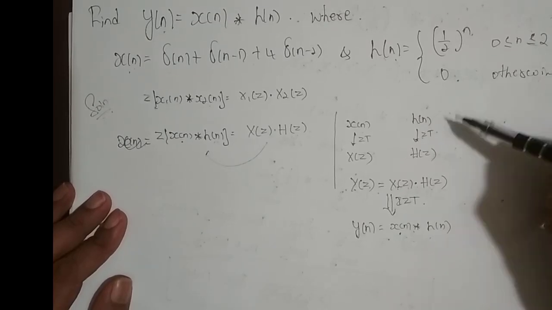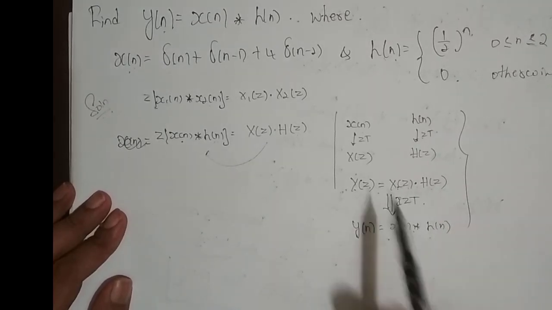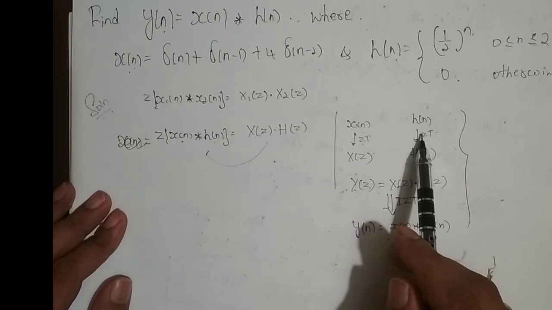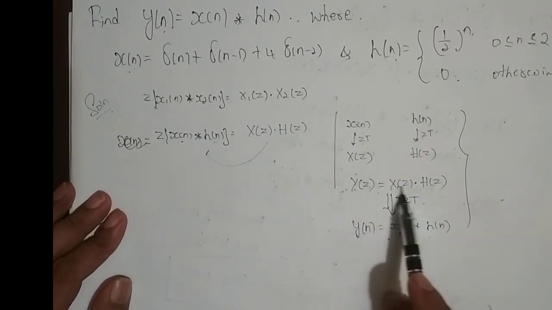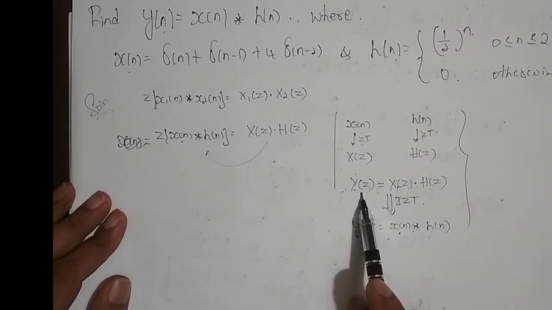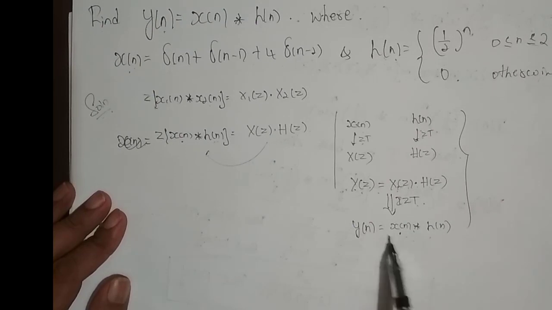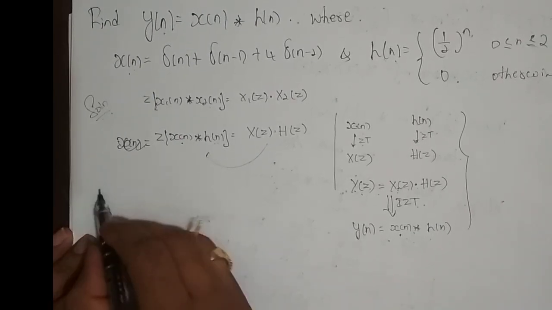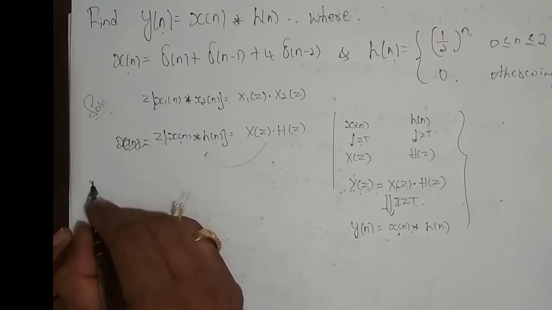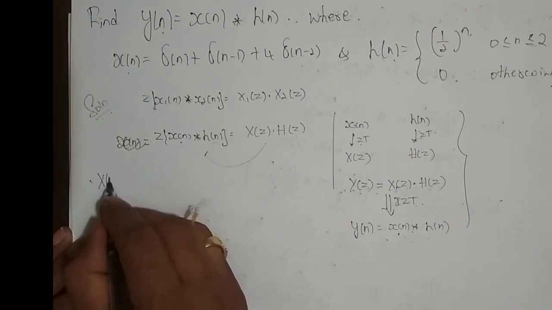So this is what I am following now. First I'll take the z transform of x of n, and then the z transform of h of n. I multiply those two and call it y of z, and I'll take the inverse z transform of that. Whatever right hand side sequence I get from the inverse z transform will be my convolution sequence, which is y of n. So first we'll find x of z.